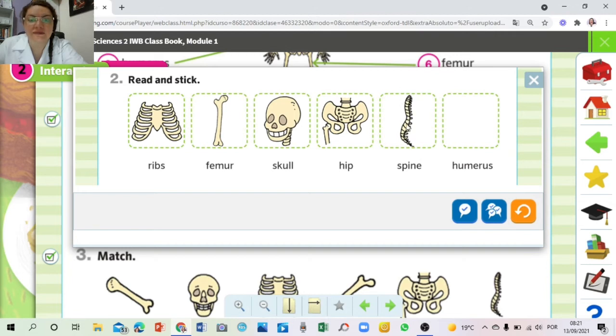Spine, espinha, yes. Humerus, húmero, ok. The bone of your arm. O osso do braço, ok. Humerus, perfect, ok. That's it. This is the exercise number two, ok? If you need time, se vocês precisarem de tempo, dá um pause aí, ok? To do it. Now, let's go to exercise number three.